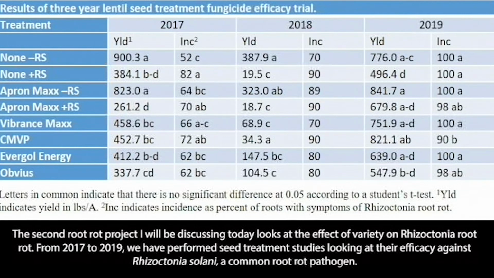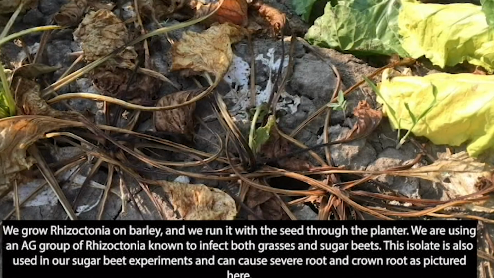From 2017 to 2019, we have performed seed treatment studies looking at their efficacy against Rhizoctonia solani, a common root rot pathogen. We grow Rhizoctonia on barley and we run it with the seed through the planter. We are using an AG group of Rhizoctonia known to infect both grasses and sugar beets. This isolate is also used in our sugar beet experiments and can cause severe root and crown rot as pictured here.